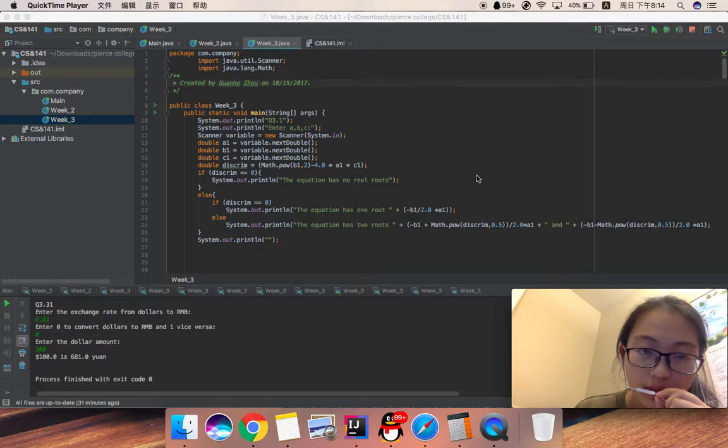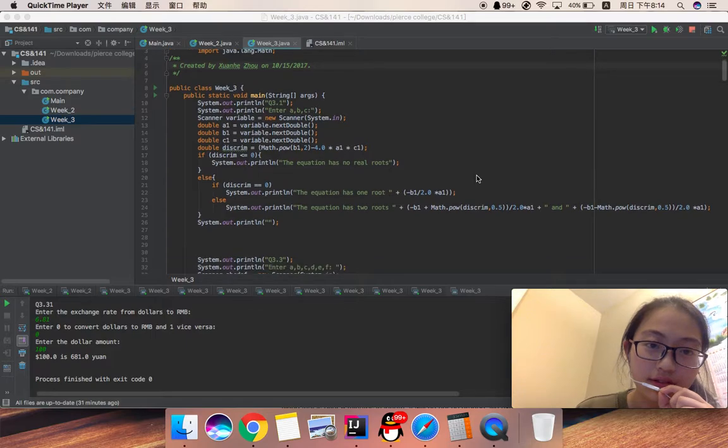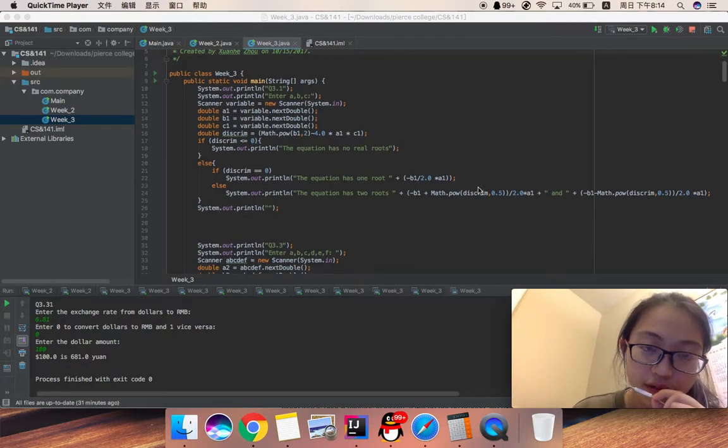I'm just going to talk about my week 3 assignment. As usual, I will scroll very slowly to let you see my code for the previous questions, and I will explain in detail, starting with question number 21.